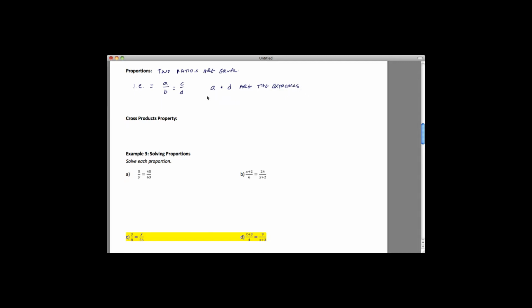That's just what we call them. And then B and C, those are called the means. Okay? Now, when we talk about multiplying this, we're going to use the cross products property. So we'll have A over B is equal to C over D.